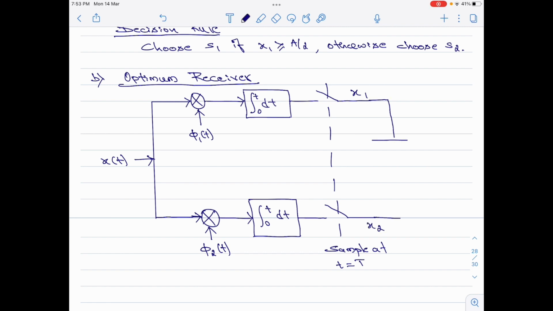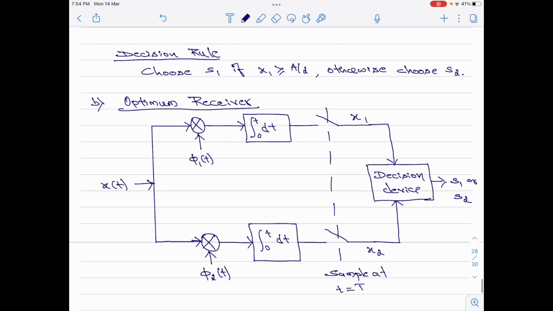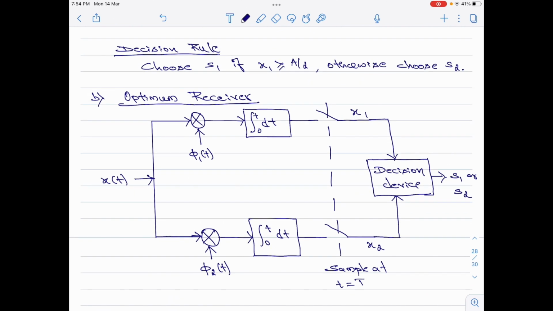These coefficients are then fed to a decision device, and the output of the decision device is either S1 or S2. This is the diagram for the optimum receiver. Please note the decision device will use the decision rule that is defined for each set of signals individually. For example, for the third set of signals, if x1 is greater than or equal to A by 2, then a decision will be made in favor of signal S1 of t. Otherwise, a decision will be made in favor of S2 of t. That is the end of this numerical.